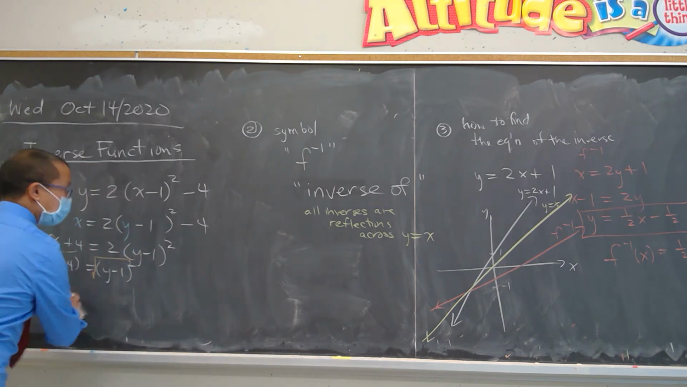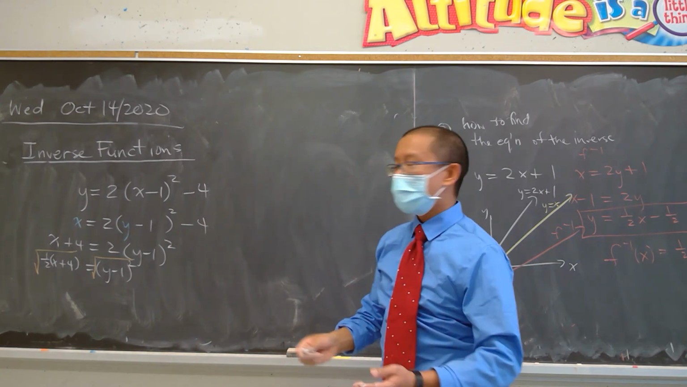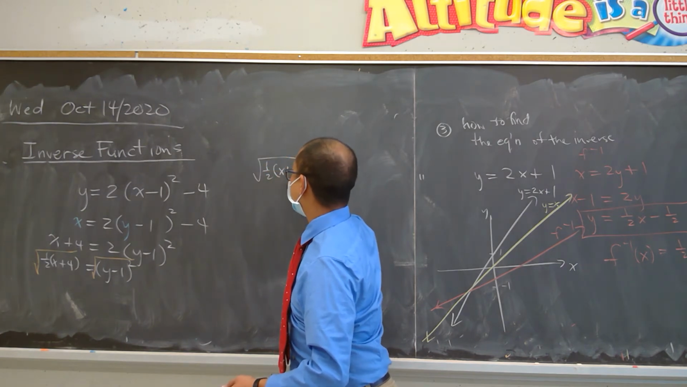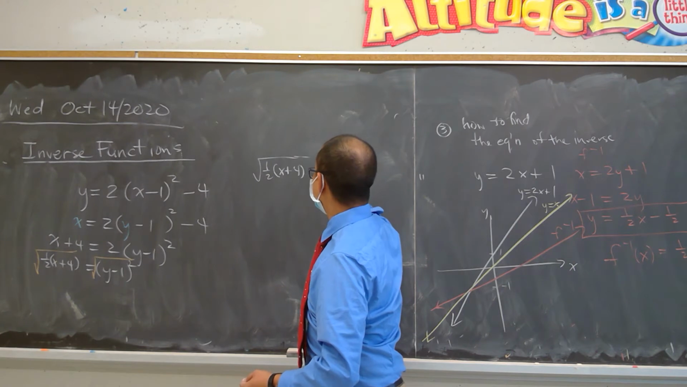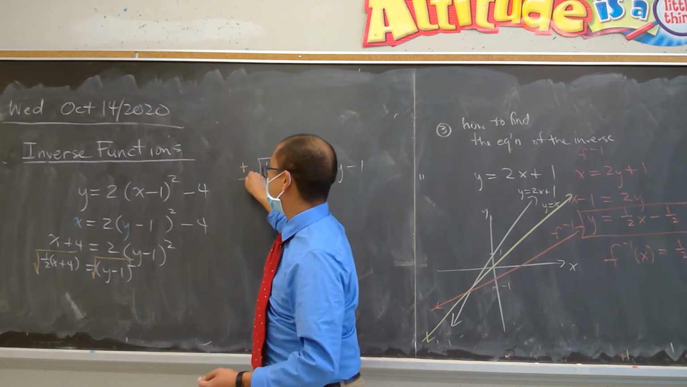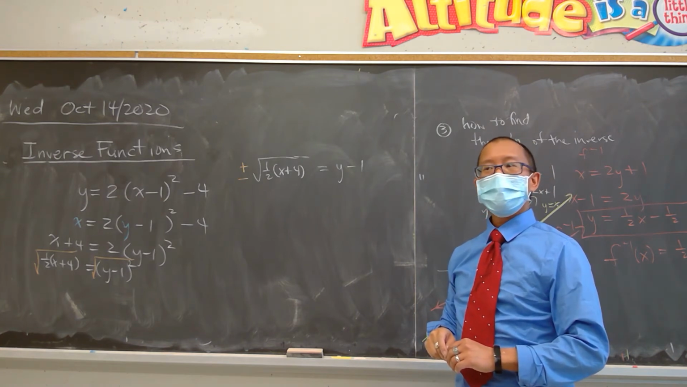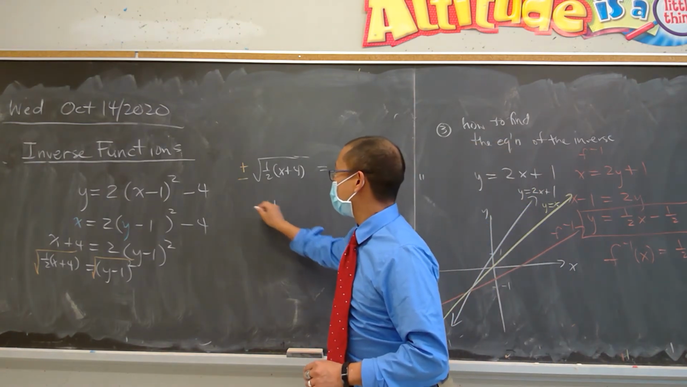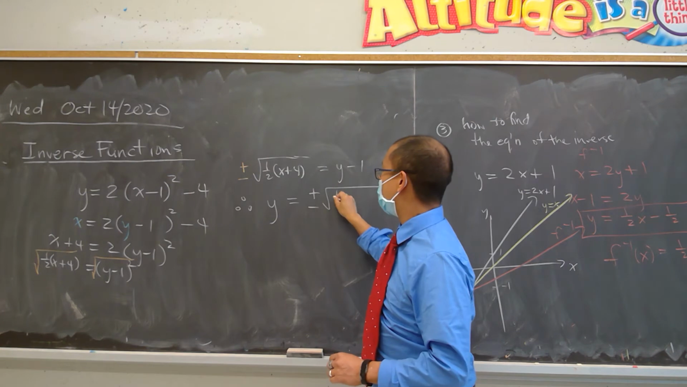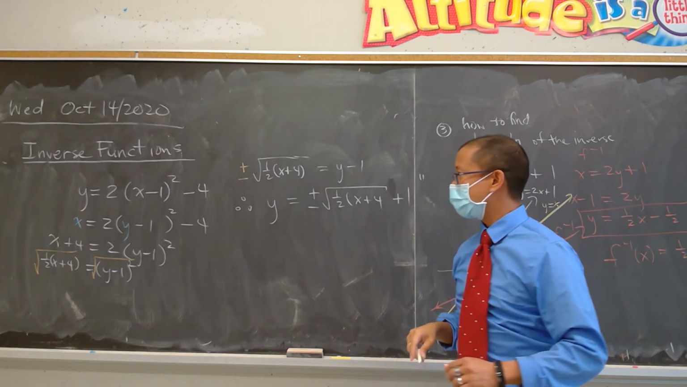Let's move this over. I apologize. People at home, if you're watching, so you can see it more easily. So we're going to get the square root of 1/2 (x plus 4) is equal to y minus 1. But I think a lot of you realize we're going to get a plus and minus. And finally, add 1 to both sides. So a final answer, therefore: the equation is y equals plus or minus the square root of 1/2 (x plus 4), plus 1.